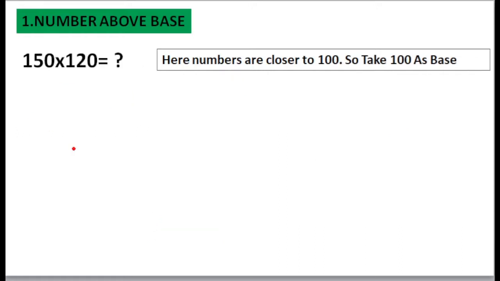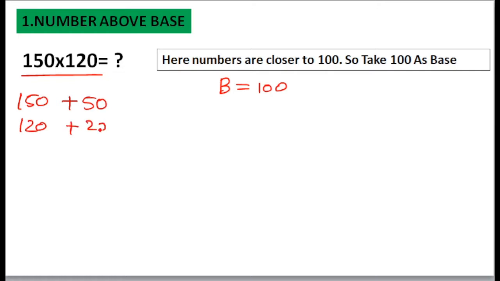Next is 150 into 120. Now here both 150 and 120 are nearer to 100. So your base will be 100. 150 is 50 greater than 100 and 120 is 20 greater than 100. Now your RHS will be 50 into 20, that is 1000, and your LHS will be 120 plus 50 or 150 plus 20, that is 170.